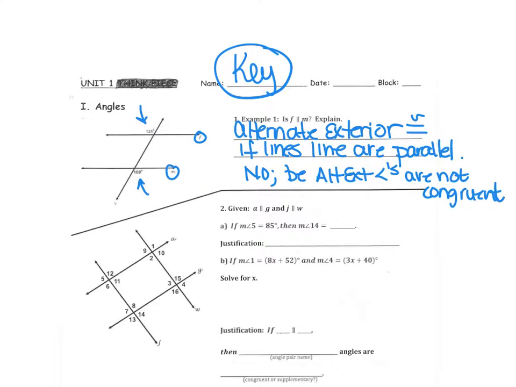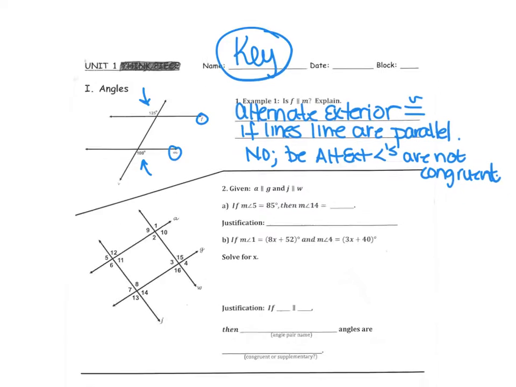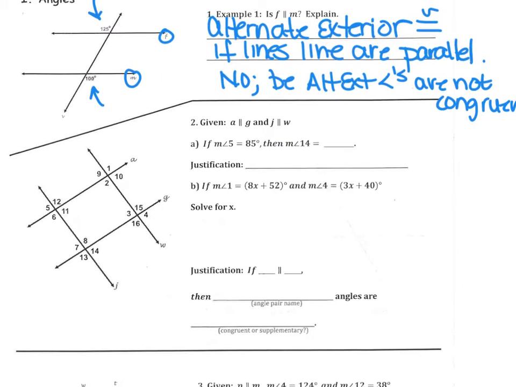All right, number 2. Given that A and G are parallel and J and W, angle 5 is 85. I'm going to write that in. How much is angle 14? Well, I'm going to fill in all the way around. So this is 85, this is 85, and this is 85. So then I know that the measure of angle 14 is 85 degrees.